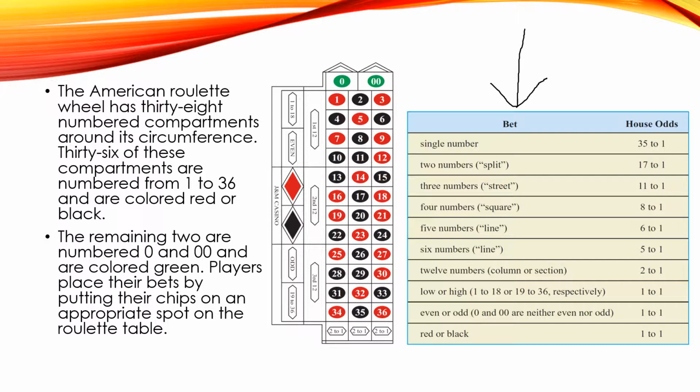If you're betting on 3 numbers, which is called a street, you would put your chip at the very end of that line. So for example, if you're betting on the line 1, 2, 3, you would put it at the very end down here, kind of halfway onto 1. If you're betting on 4 numbers, that's called a square. You put your chip in the center of those 4 numbers. So for example, if you're betting on the square 20, 21, 23, 24, you would put your chip right in the middle of these 4 numbers.